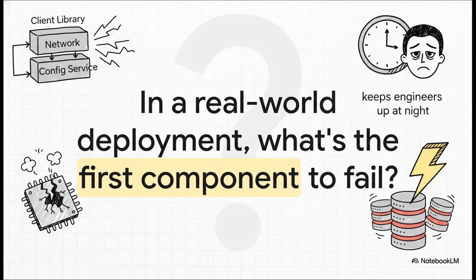So look, the design is solid, the blueprint holds up. But let's end on a real-world question here. You're looking at this entire system, everything from the client library, the network, the config service, the cache nodes themselves. When the pressure is on, when peak load really hits, what breaks first? Where does that first crack appear?